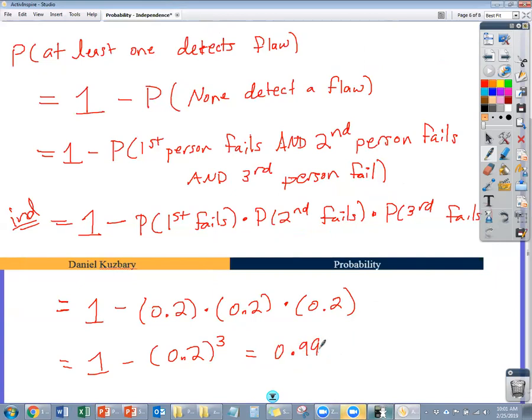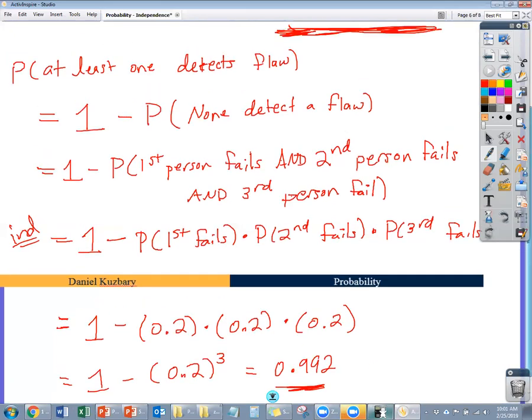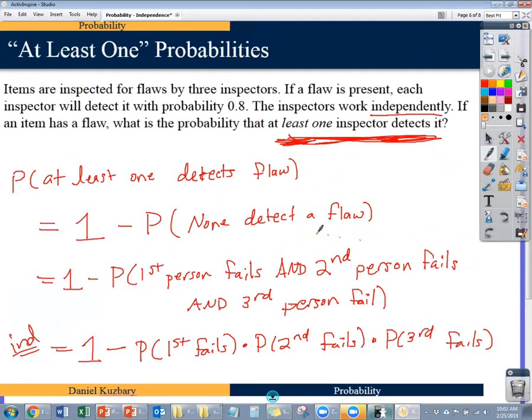If you don't like this third power part, you can just do this multiplication, then subtract it from 1. You'll get the same answer. So this is a nice example of an expanded version of the multiplication rule using several independent events. This is the independent part where I go from the ands to the multiplication. But I also use the 1 minus the complement trick.